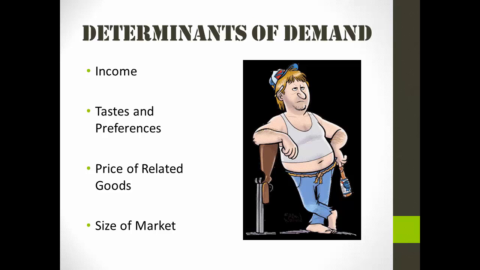So how does the law of demand hold? There's three basic ways in which the law of demand will hold constant. The first one is income effect, the second one is substitute effect, and the third one is the law of diminishing marginal utility.